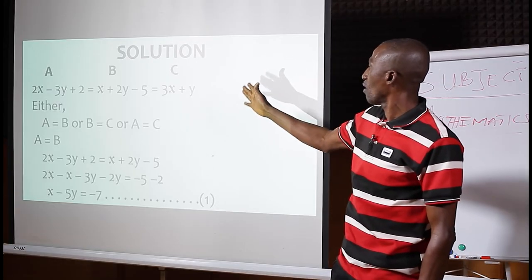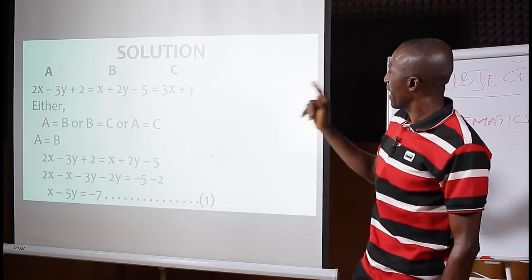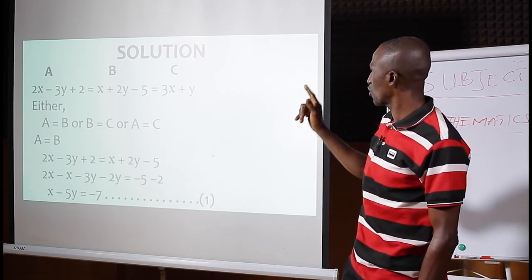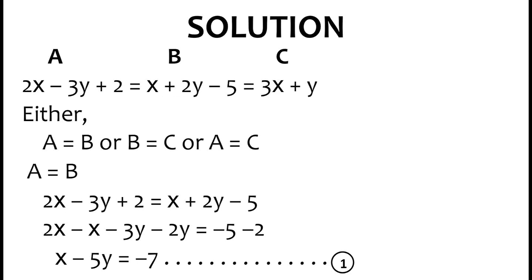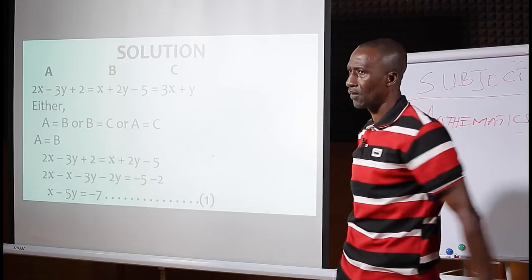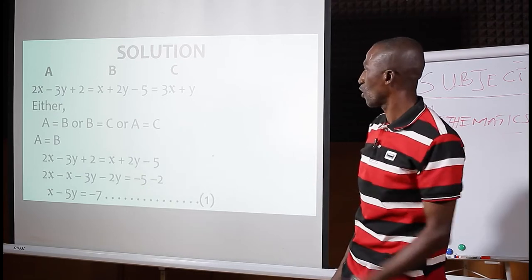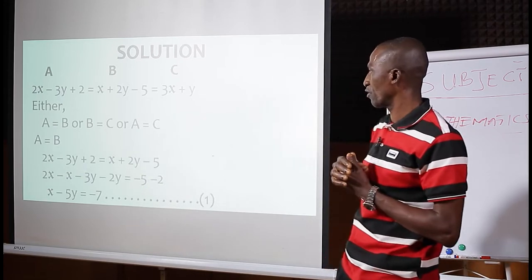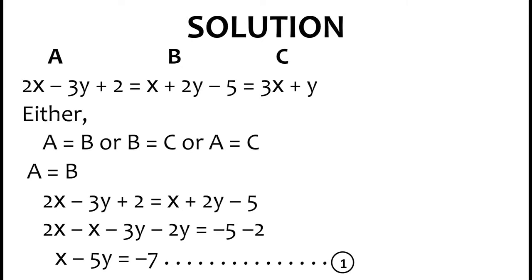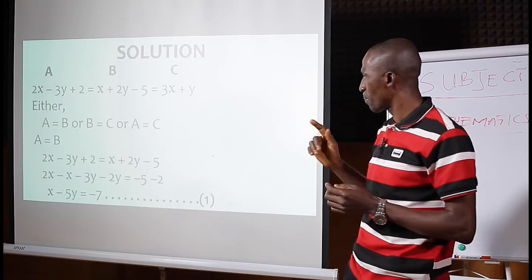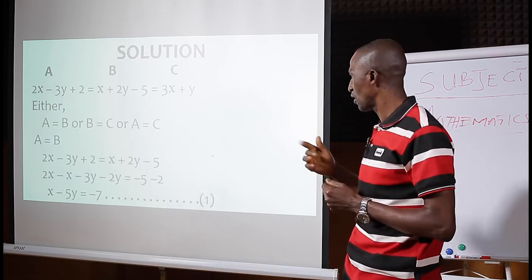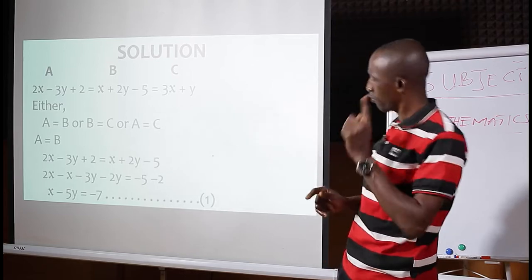Let's find the solution of this equation. Now, when this type of equation is given, my dear students, what you need to do is name the first one A, name the second one B, and name the third one C. Then this is the rule that you are going to follow: either A equals B, or B equals C, or A equals C. But I pick A equals B to form the first equation.